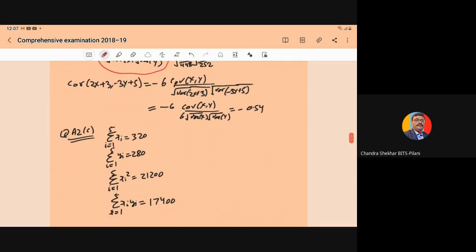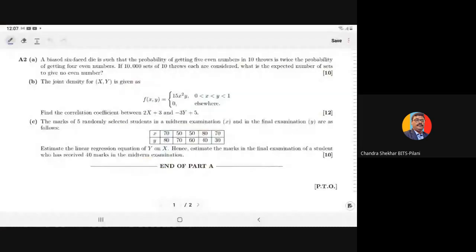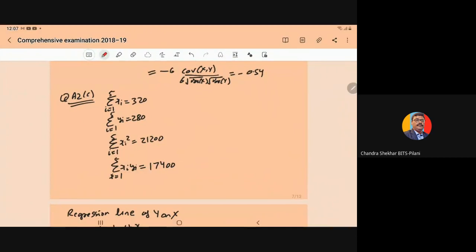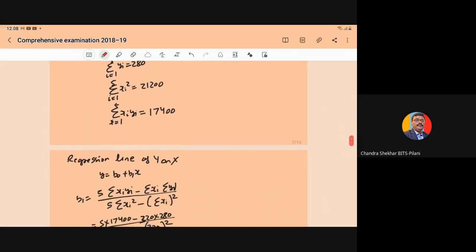So from the given data, if in this we have the x, the summation of x we can compute, the summation of y we can compute. Then from here we can compute the x square and we can compute the xy. So we can compute the summation of x square and the summation of xy. So all the values we have already computed here. So summation of xi will be 320, summation of yi will be 280, summation of xi square is equal to 21200, and summation of xy is equal to 17400.